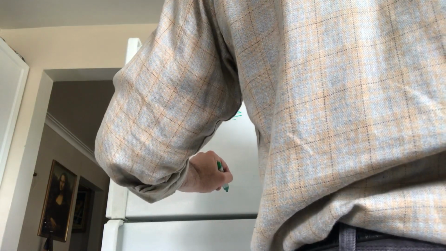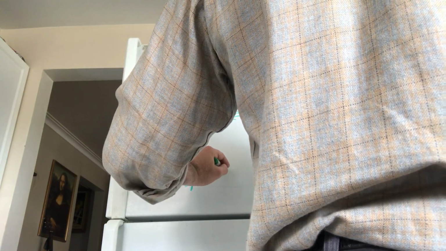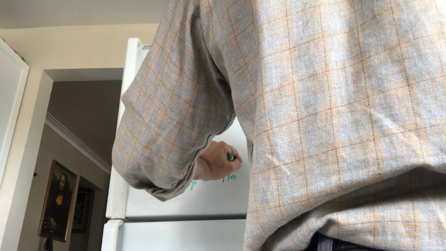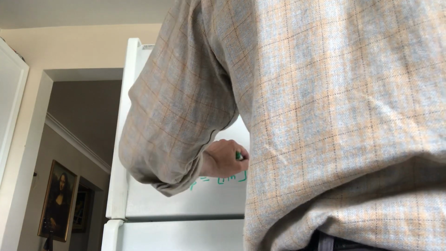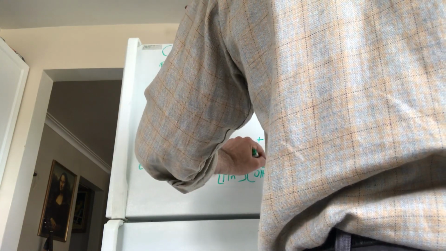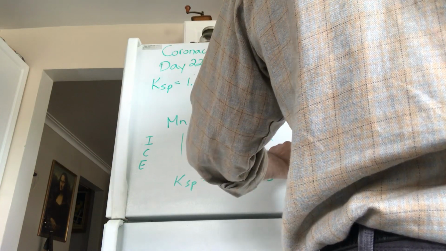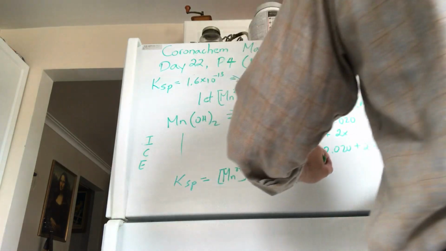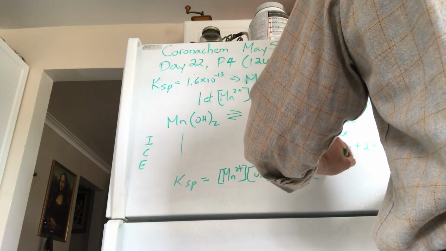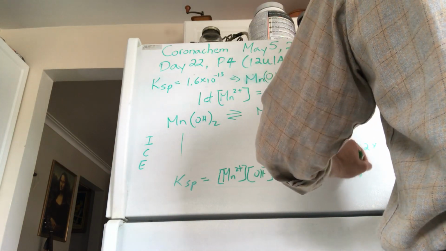and is dictated by this equation. Ksp is equal to manganese ion concentration times hydroxide ion concentration squared. So in this case it's going to be x times (0.020 plus 2x) all squared.